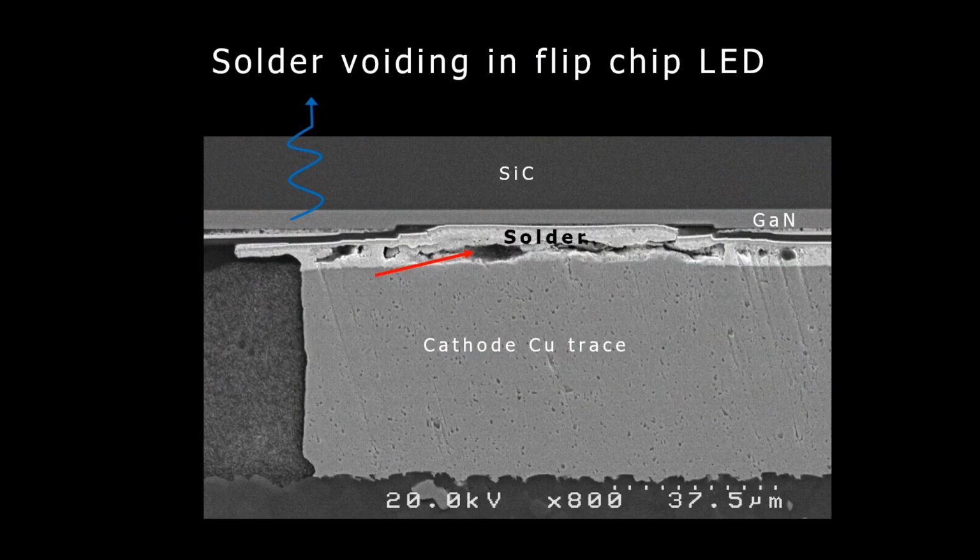This is a SEM image of a cross-section of a GaN on silicon carbide flip chip LED. The blue arrow indicates the direction of the light being emitted from the GaN. The red arrow indicates where many solder voids have formed. Current crowding has caused these voids to occur in the solder. The voiding will lead to intermittent contact and eventually open circuit.